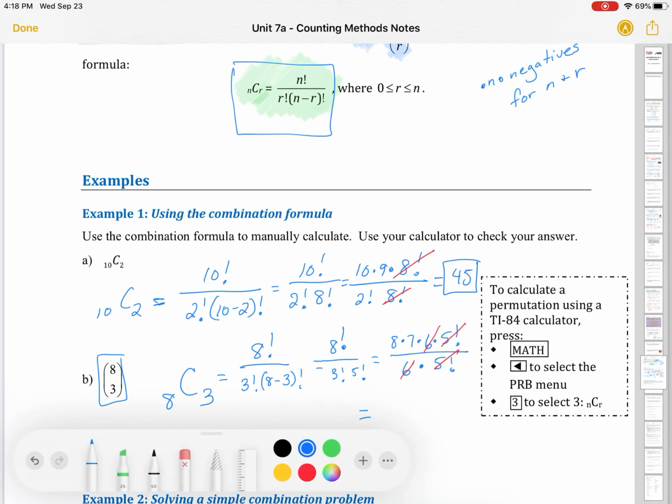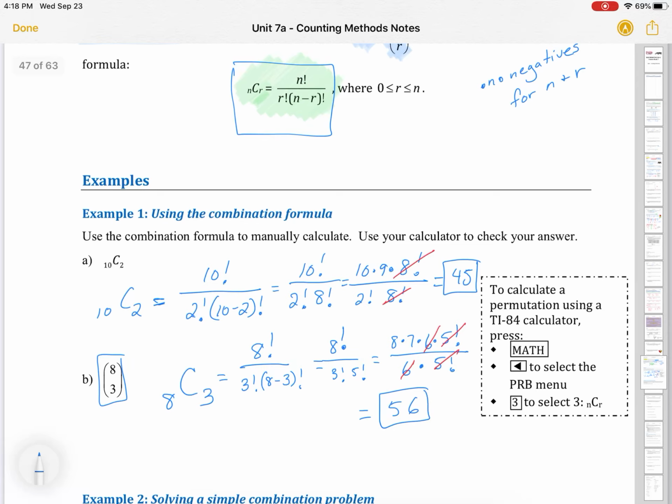And then we get, as our final answer, 8 times 7. We can also factor out that 6. Woohoo! So we get 8 times 7, which is 56. Now, use your calculator to check these answers, right?